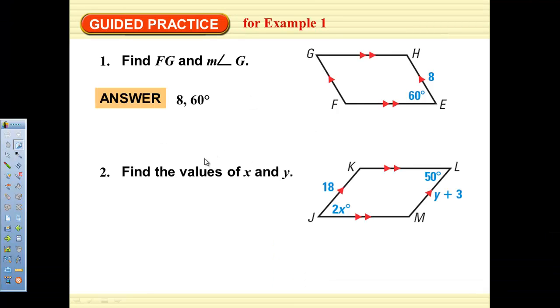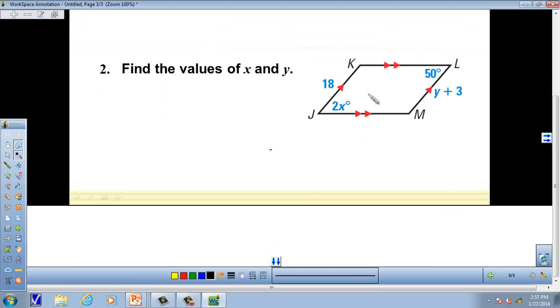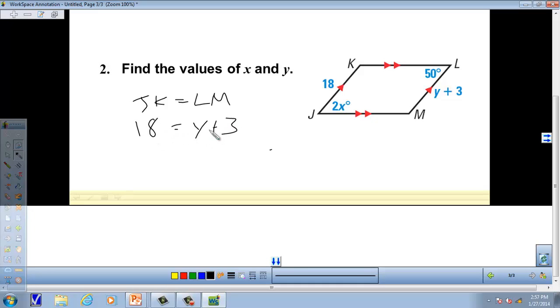Okay. And for this one, again, we know opposite sides are congruent, so we know that JK is equal to LM. Therefore, 18 is equal to y plus 3, and subtracting 3 from both sides, we get y is equal to 15.